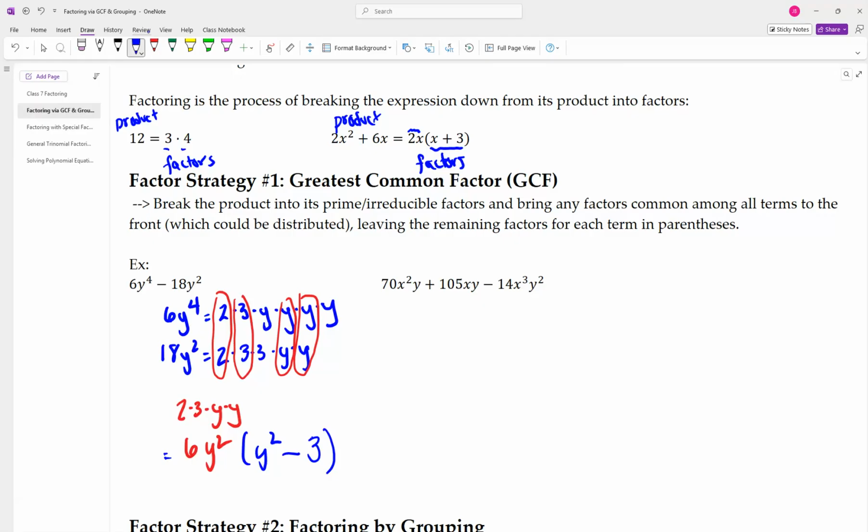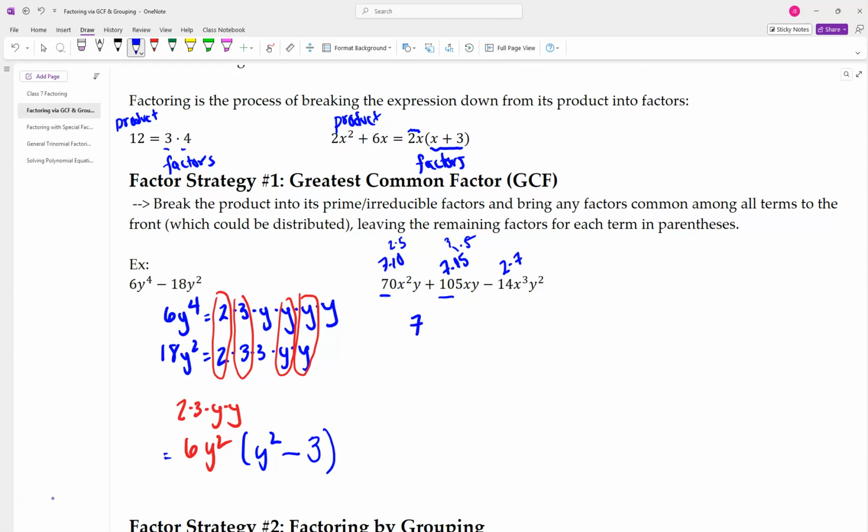Moving on to the next example, what I tend to do is look at the numbers and say, okay, 70 is 7 times 10. And then 105, that might take a minute, but 105 ends up being 7 times 15, and 14 is 2 times 7. So I'm thinking there's a 7 in common with everything. I could break this into primes, like this would be 2 times 5, and 15 would be 3 times 5, and that doesn't really happen. So in terms of the numbers, there'd be a 7 in common with everything.